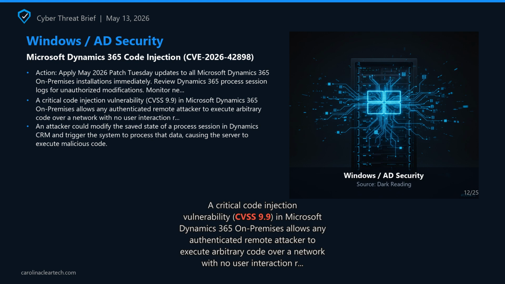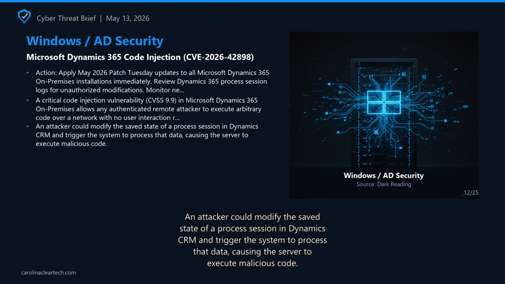Action: Apply May 2026 Patch Tuesday updates to all Microsoft Dynamics 365 on-premises installations immediately. Review Dynamics 365 process session logs for unauthorized modifications. Monitor network traffic to and from CRM servers for anomalous patterns. Ensure CRM systems are segmented from other critical business systems. Sources: Dark Reading, Cyberscoop, CrowdStrike.